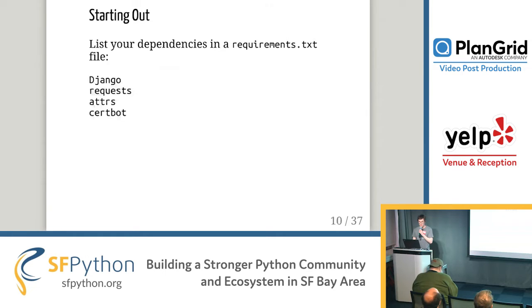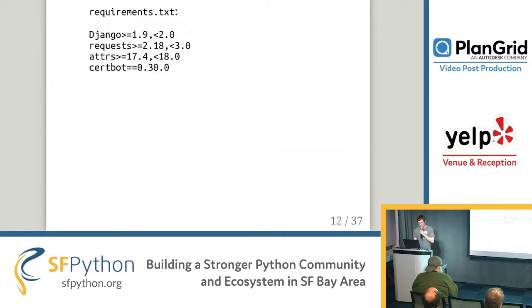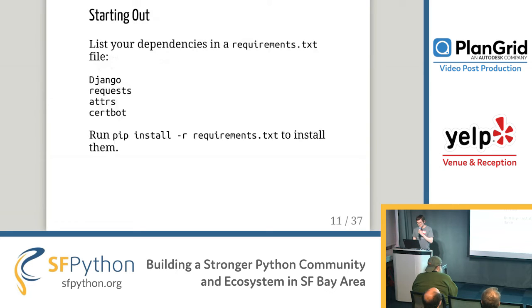To start out, you can list your dependencies in a requirements.txt file. This is a fairly standard set of dependencies you might have. And then you run pip install -r requirements.txt to install them. I'm sure for a lot of you, this is pretty standard. It's easy, but you start to run into problems.